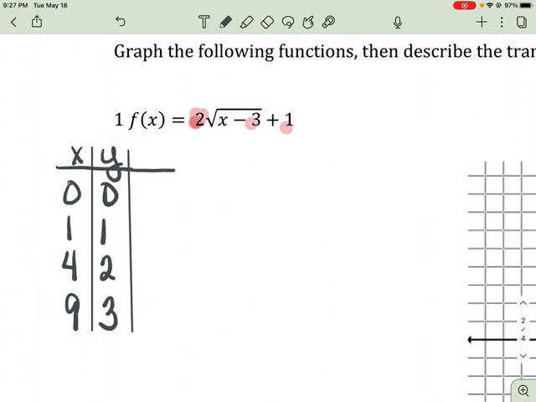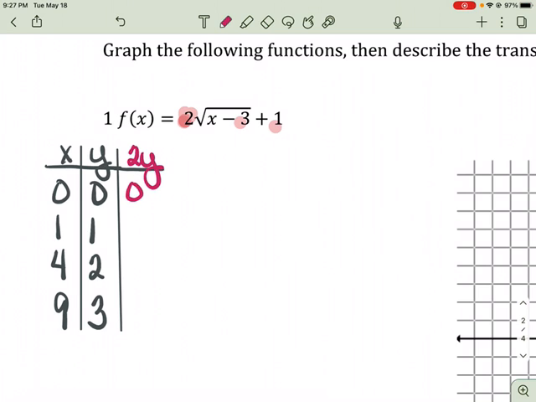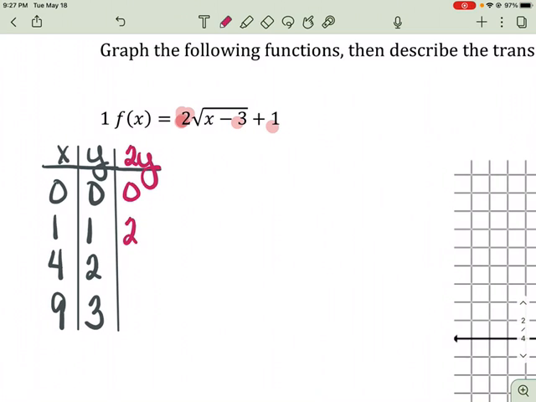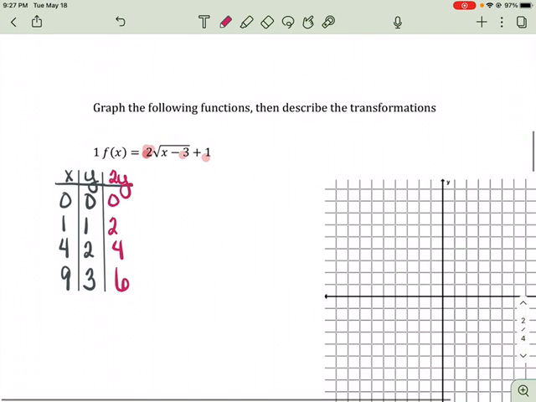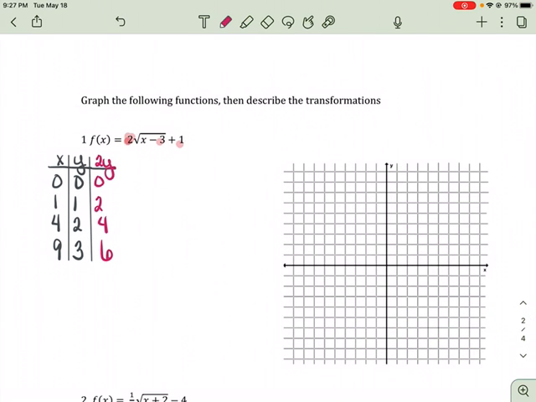And now we're going to take the 2 and apply it to the y. So I'm going to give that a different color. So this is 2y, 2 times the y values. So 0, 2 times 1 is 2, 2 times 2 is 4, 2 times 3 is 6. Now that's what we're going to graph.